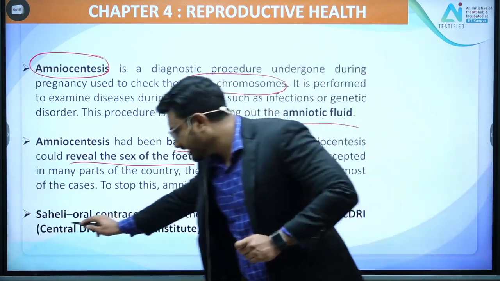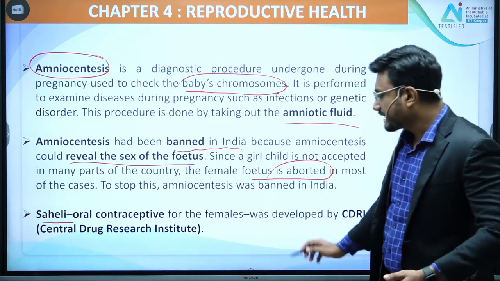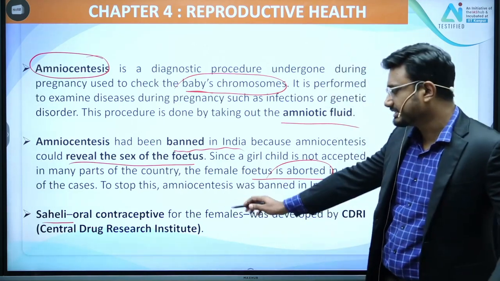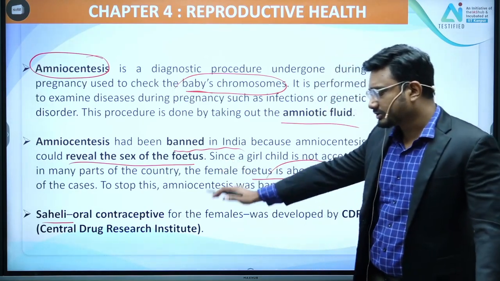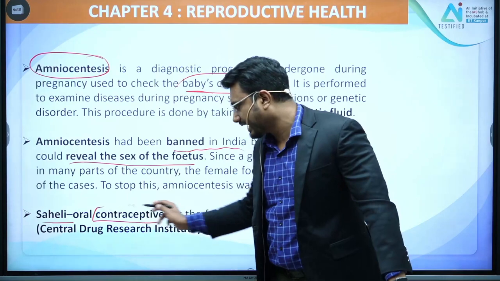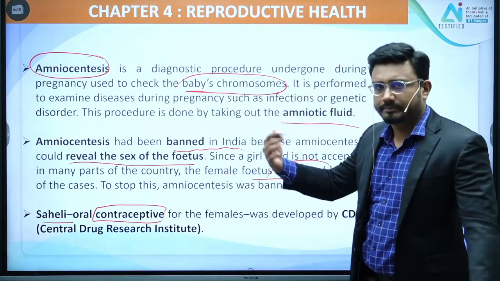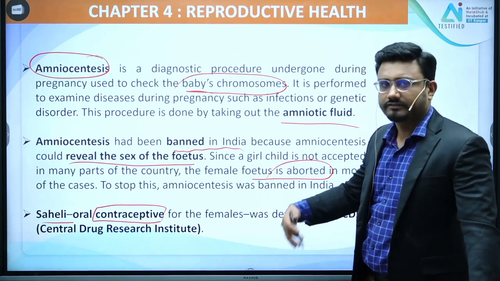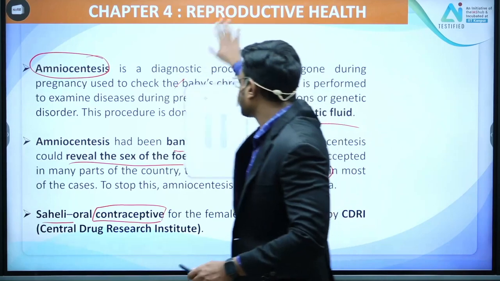Saheli is the oral contraceptive which is used by females. It was developed by the Central Drug Research Institute, which is present in Lucknow, India. Contraceptive means that it helps in the prevention of pregnancy. So it is an oral pill that helps in the prevention of pregnancy. Now let us move to the next key concept from this chapter.